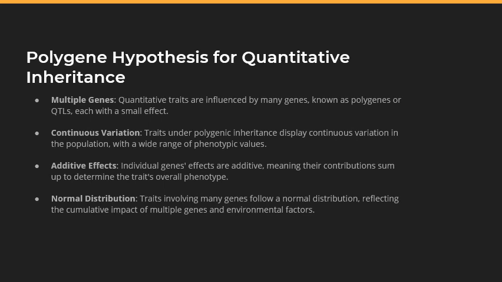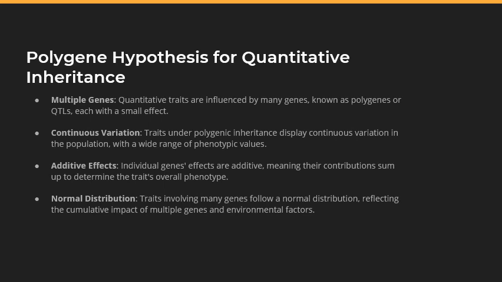Let's move on to continuous variation. Traits subject to polygenic inheritance typically show continuous variation in the population. This means that individuals exhibit a wide range of phenotypic values, and the trait is not easily categorized into distinct categories, for example, tall versus short, as in Mendelian traits.